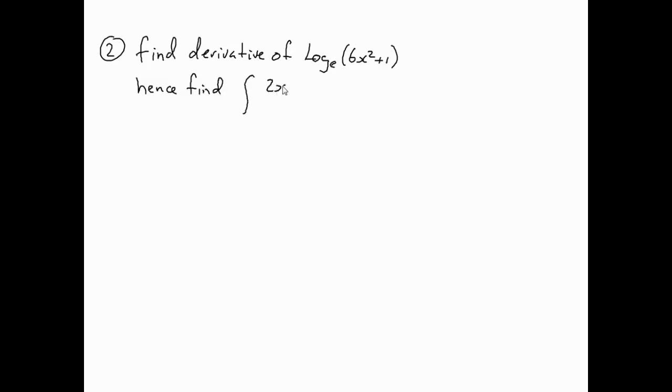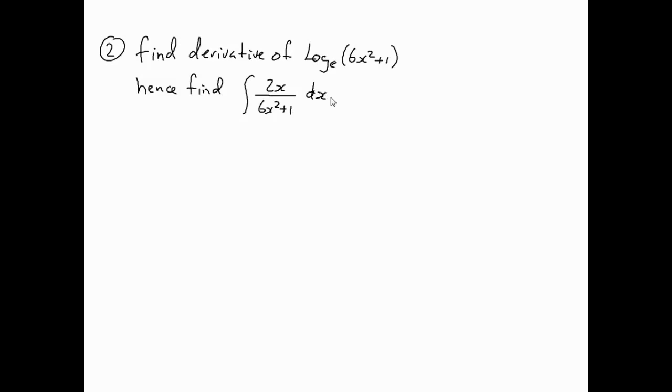So this is example 2. I'm going to find the derivative of log to the base e of 6x squared plus 1, and hence I'm going to find the antiderivative of 2x over 6x squared plus 1 with respect to x.